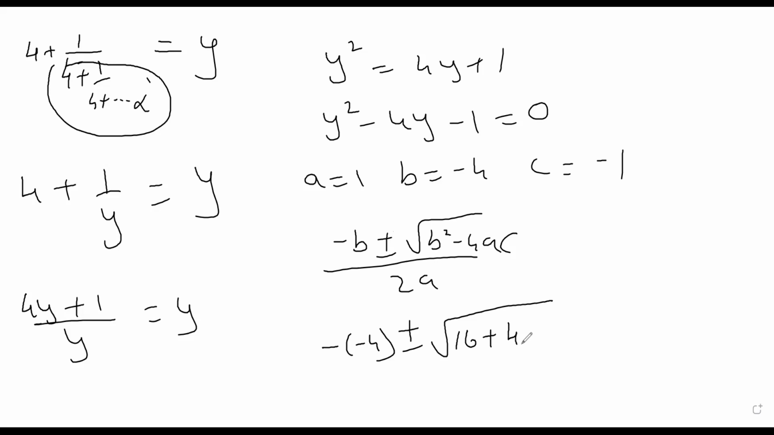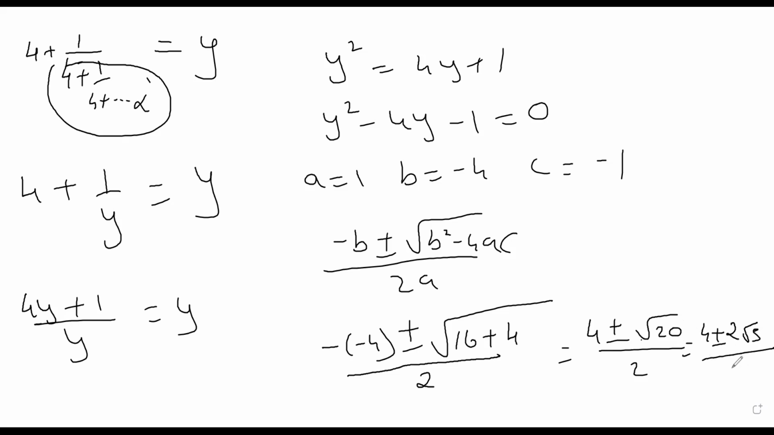क्योंकि c minus 1 है ना, so 4 into 1 into minus 1 will become plus 4, whole thing upon 2 into a, that is 2. That is 4 plus minus under root 20 upon 2. I can write down this under root 20 as 4 plus minus, see 20 is 4 into 5. So 4 under root के बाहर आएगा तो 2 हो जाएगा. So this will be 2 root 5 upon 2.